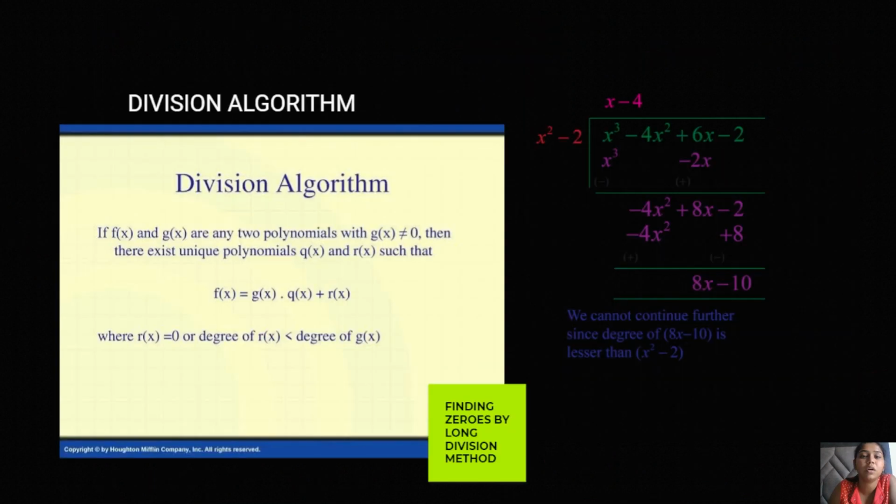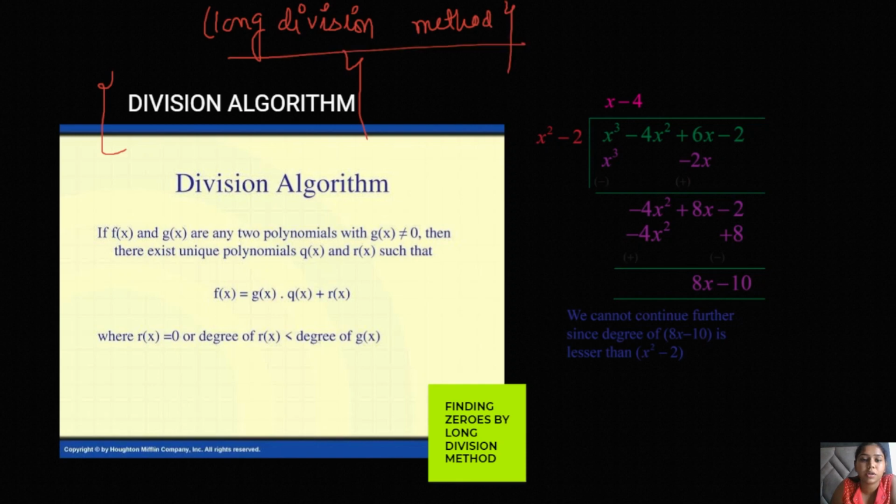This is the last concept of your chapter, that is the division algorithm. I told you that you can also find the zeros of a polynomial using this long division method. This is what we call the division algorithm. The division algorithm is the same as we studied in class 9th. I told you how to arrange the dividend and how to divide the polynomial.